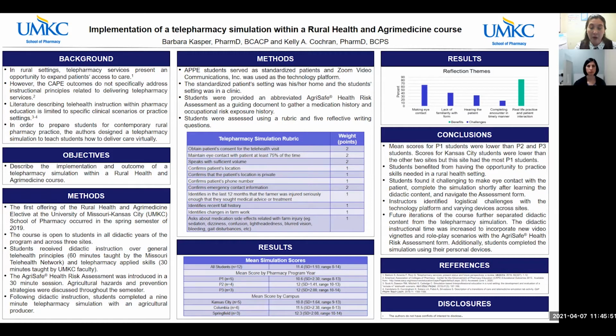Within this rubric, you will see some components related to specific skills, such as eye contact and volume, as well as other components where we need to make sure that they're conducting this in a safe way, where they have emergency contact information and location. In addition, as they collected the medication history or evaluated side effects, that was another component where the students would address if there had been a change for that farmer.